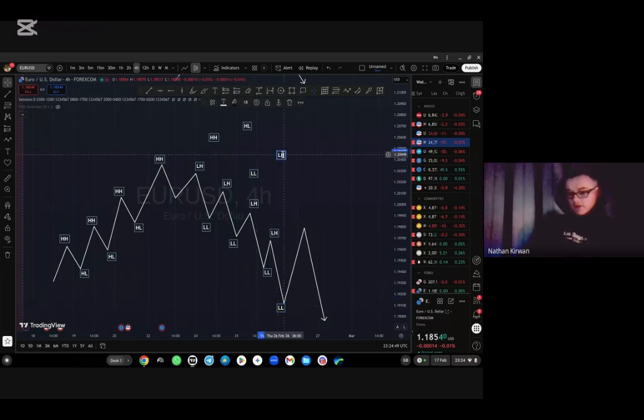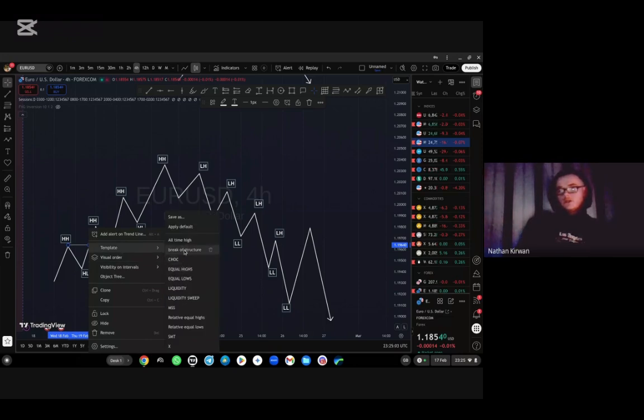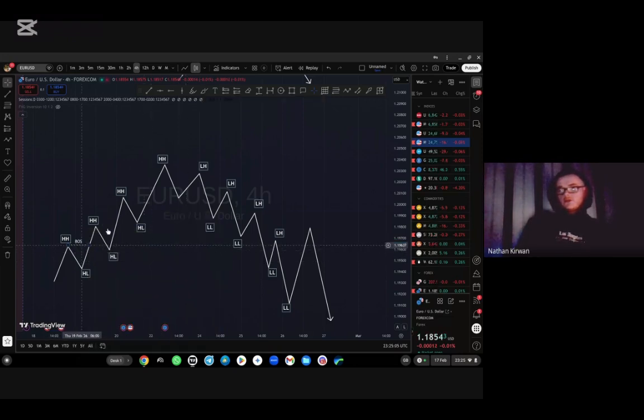Right, now let's get rid of this. Now, we have your breakage structure. Why is this a break of structure and not a market structure shift? Because it's in continuation with this trend. Break of structure, break of structure, break of structure.